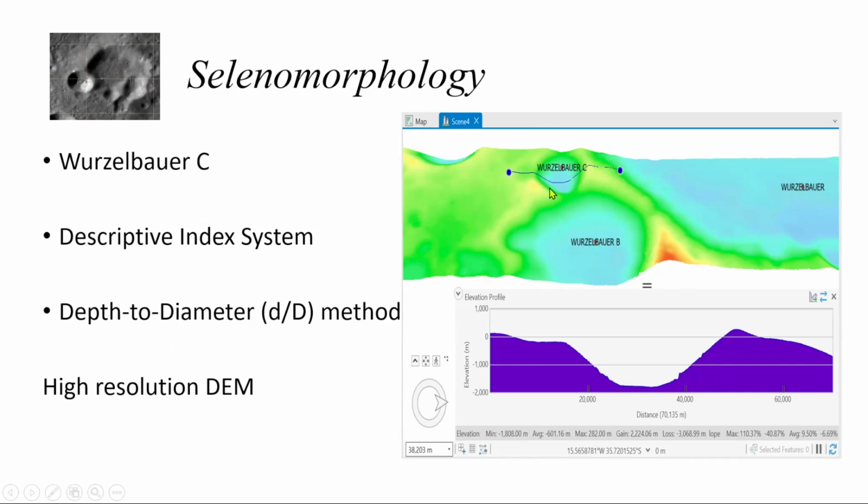And this is the DEM image over which we have taken the profile of Wurzelbach C crater. You can see the depth of the crater is about 1.8 kilometers from the surface, its rim is raised only up to 280 meters, and the width is almost 20 kilometers if we take this FWHM width.